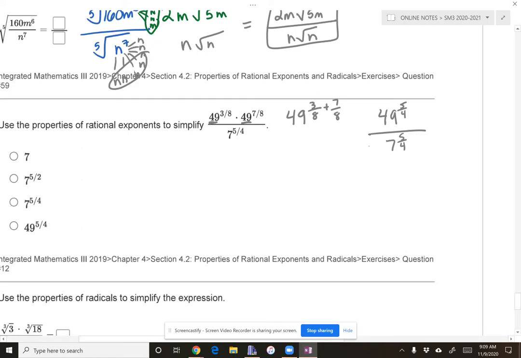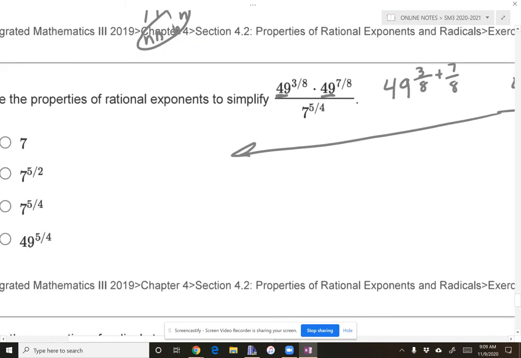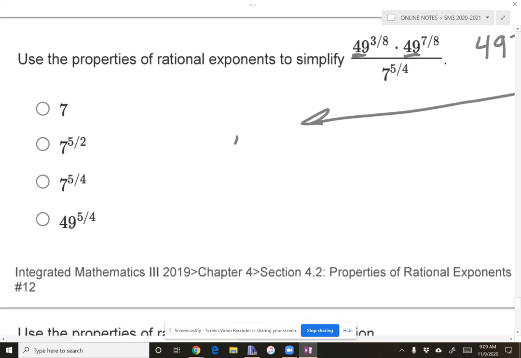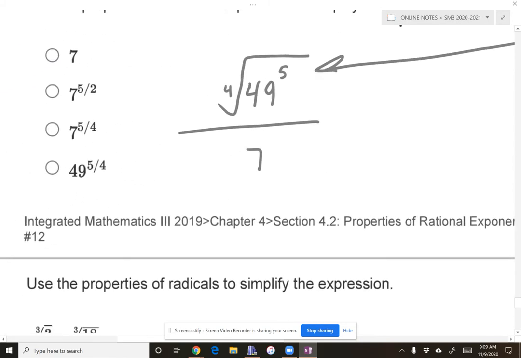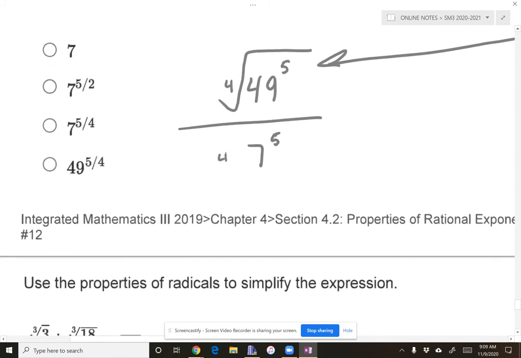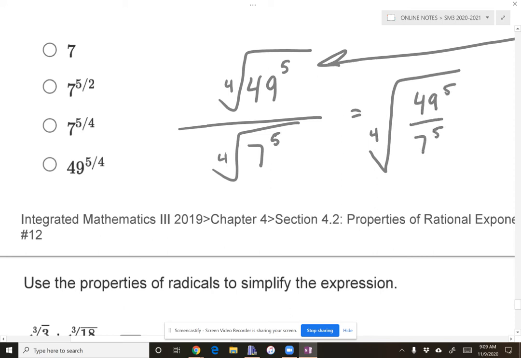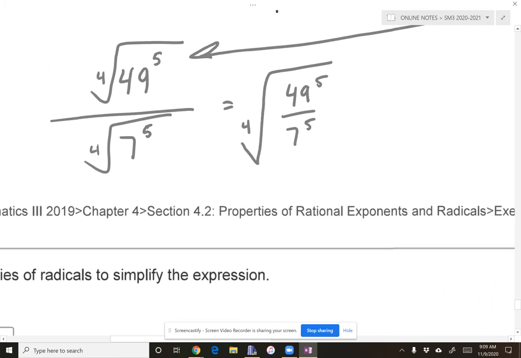So now I'm going to come over here. Now I have the 4th root of 49 to the 5th power over the 4th root of 7 to the 5th power. Which then I can write as the 4th root of 49 to the 5th over 7 to the 5th. Okay, and I can figure out what that is.